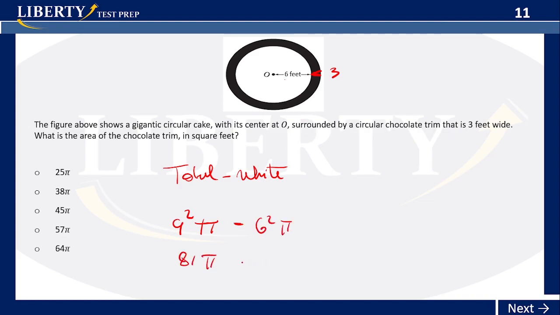81 pi minus 36 pi. And what is that equal to? That's equal to 45 pi. Okay, 45 pi. Letter C is your answer. Pretty simple, right? Pretty simple. A caveman can do it.